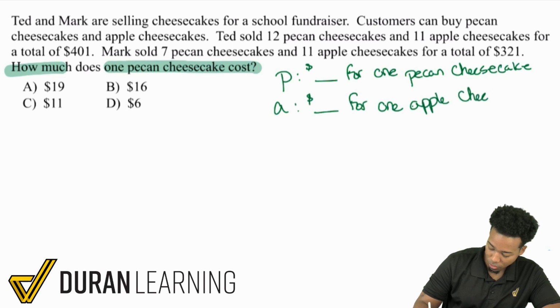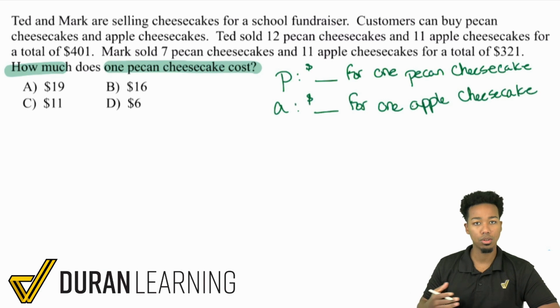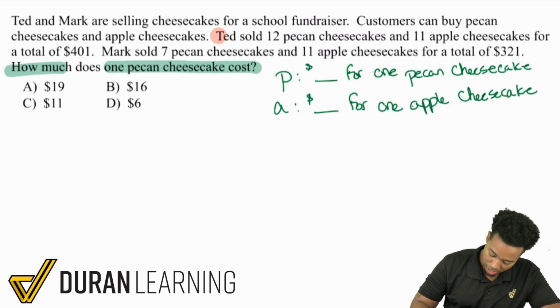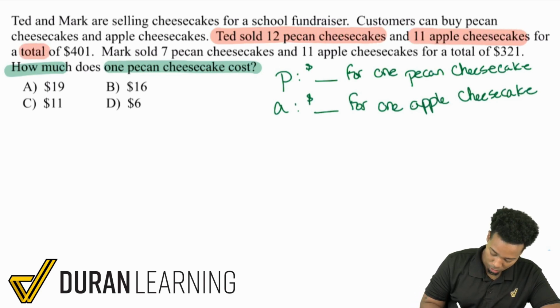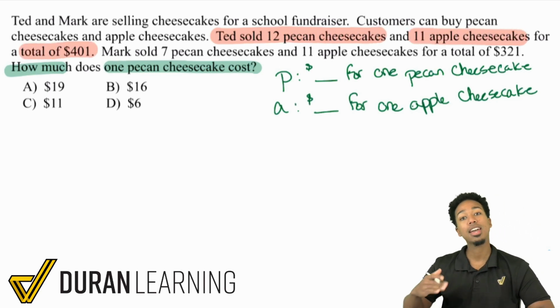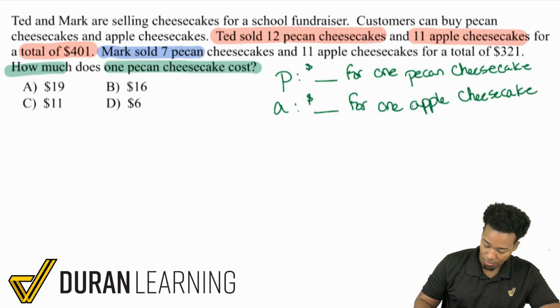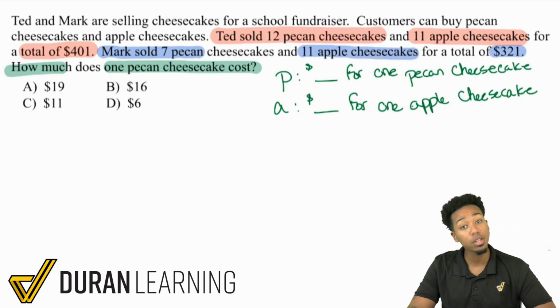So notice we have two things that we don't know, and look at these two relationships that we have. Over here, we see that Ted sold 12 pecan cheesecakes and 11 apple cheesecakes for a total of $401. My man can sell cheesecakes. And then on the second one, Mark sold 7 pecan cheesecakes and 11 apple cheesecakes for a total of $321.